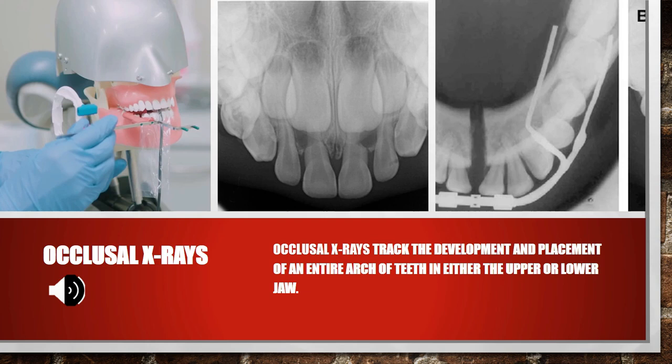Occlusal x-rays will provide an image of the teeth within the entire arch. This may be the upper or lower jaw. This helps us identify potential problems with erupting permanent teeth, orthodontic treatment, or even patients who may have had trauma.